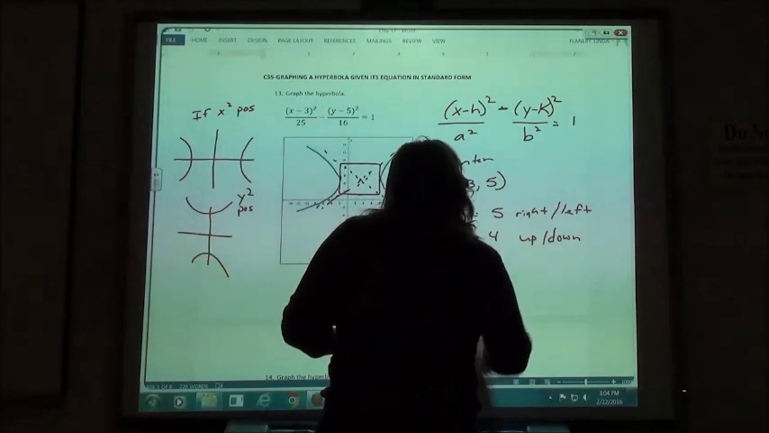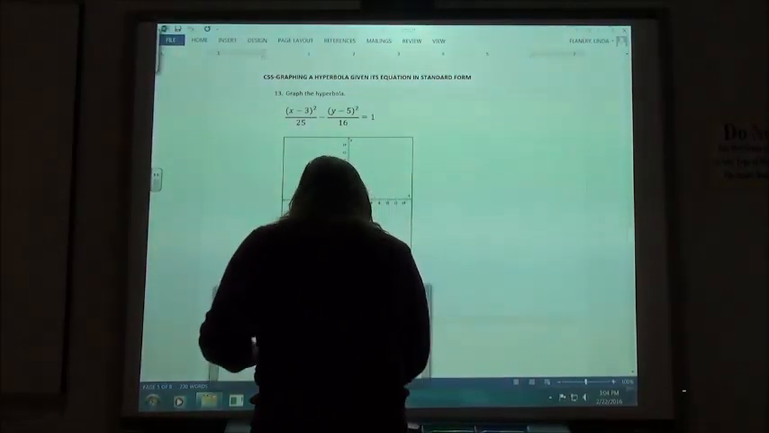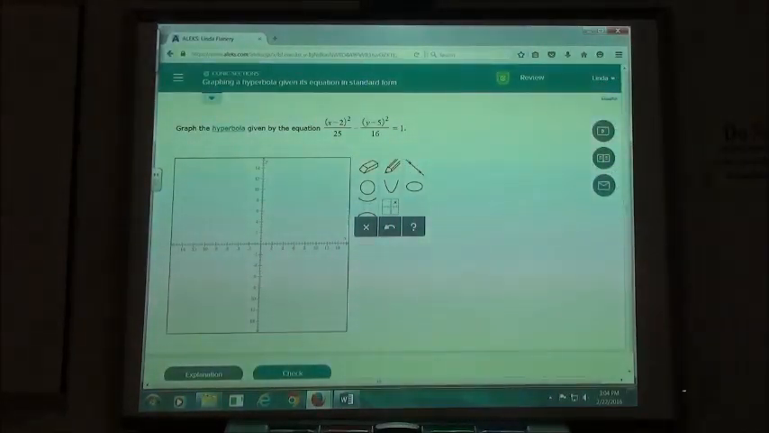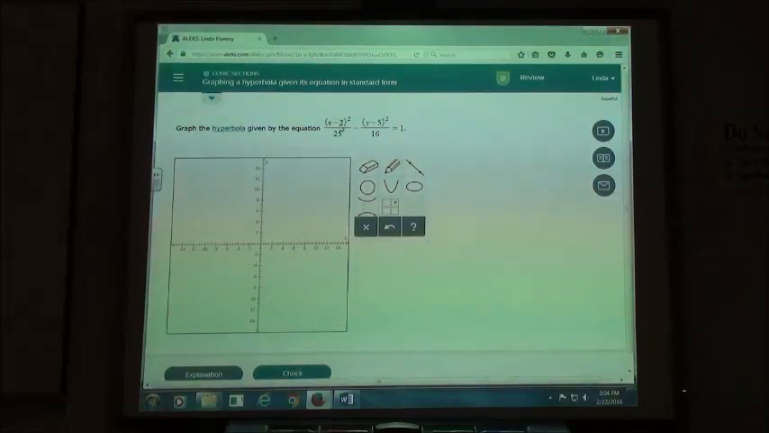If I clear that and hop over on Alex for fun, if I look at my Alex tools, on this one, notice my x squared is first. So my center is going to be at 2, 5. So going to 2 and up to 5. These ones hop by a half, so you have to be careful that you're at 2, 5. Now my vertex is going to go 5 to the right since that's under my x. So I'm going to end up over here at 7.